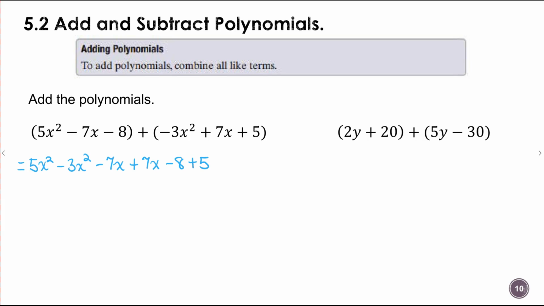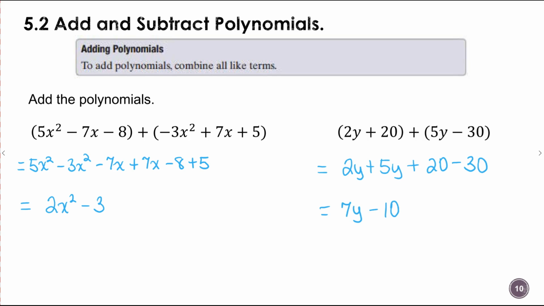So on the first two terms, I have a 5x squared minus 3x squared. And that is a 2x to the second. Negative 7 plus 7 is 0, so we just drop that term because when I combine those I get 0x. And then negative 8 plus 5 would be a negative 3, or minus 3. All right, negative 3 and minus 3 mean the same thing. And then on the next one I have 2y plus 5y, and then 20 minus 30. Okay, so that is a 7y minus 10.